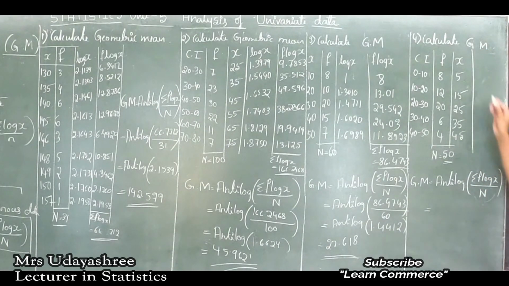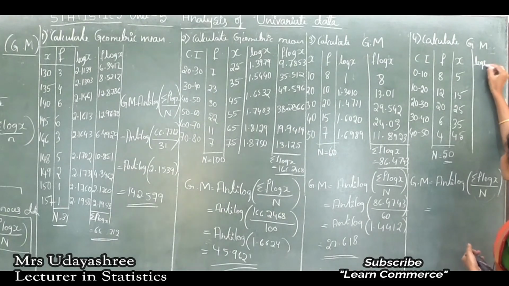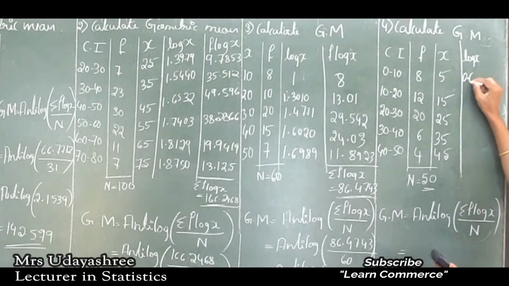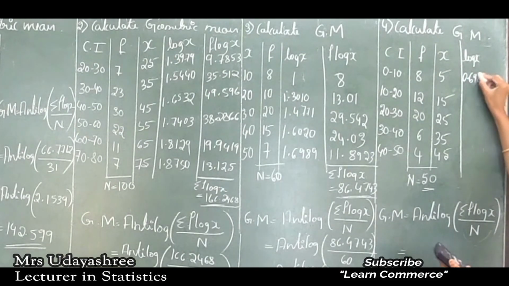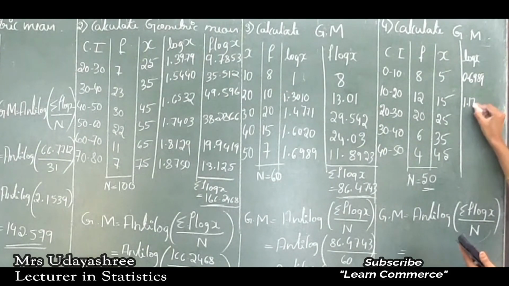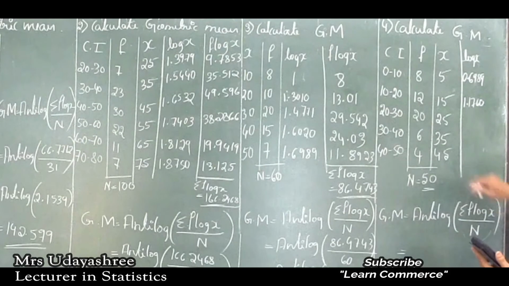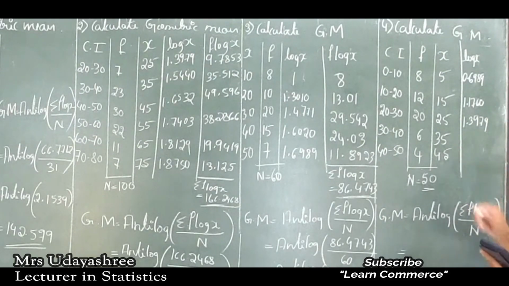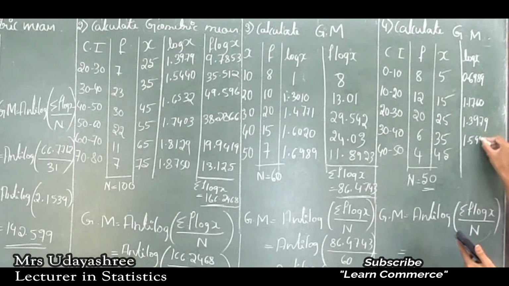Next we need log x. That is log 5, that is 0.6989. Then log 15 is 1.1760. Next log 25 is 1.3979. Then log 35 is 1.5440. Then log 45 is 1.6532.